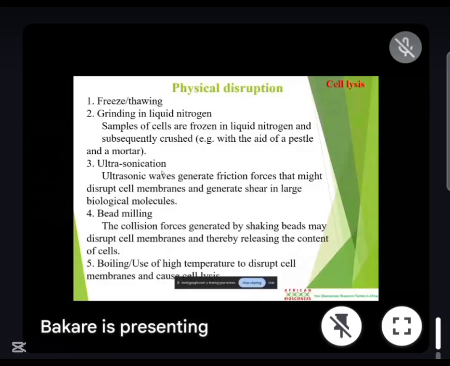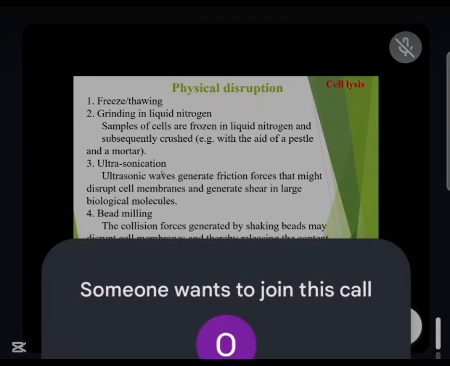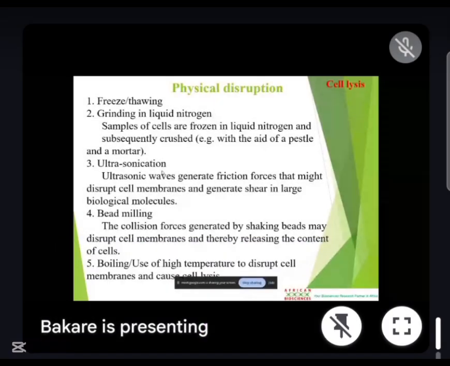Ultrasonication is not really something we do here in Nigeria. At least all the labs I know that I've worked with, we usually don't. Whenever we want to do in-house protocol, we usually don't do ultrasonication. Bead milling, the most common ones are the freezing, the grinding in liquid nitrogen, and the bead milling.